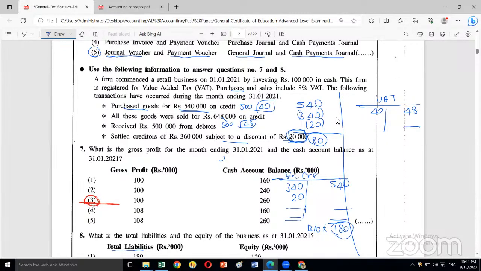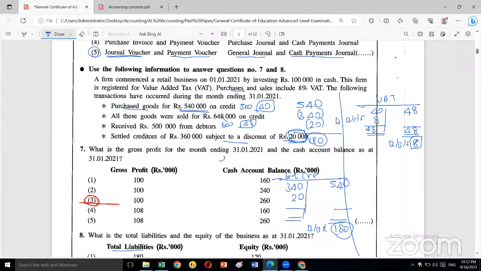Now I am going to calculate whether it is an asset or a liability. Leave one line, draw total line both sides. Take the higher value and put both sides. Subtract the lower value from the higher value. 48 minus 40, balance is how much? 8.